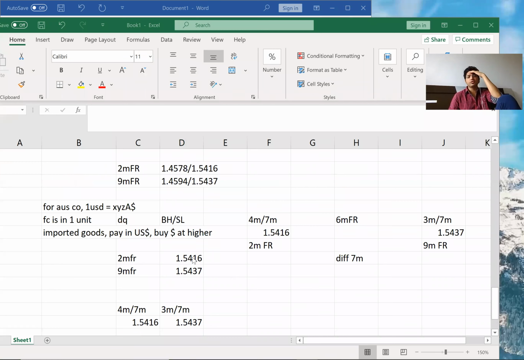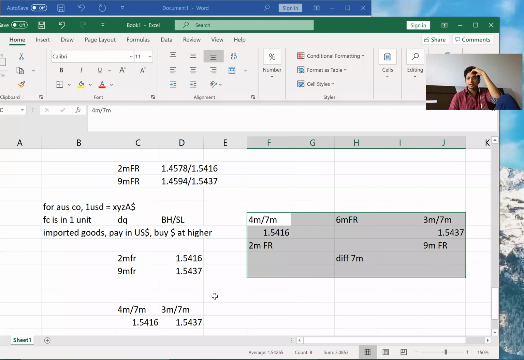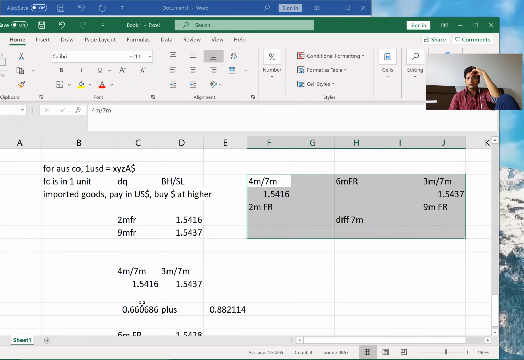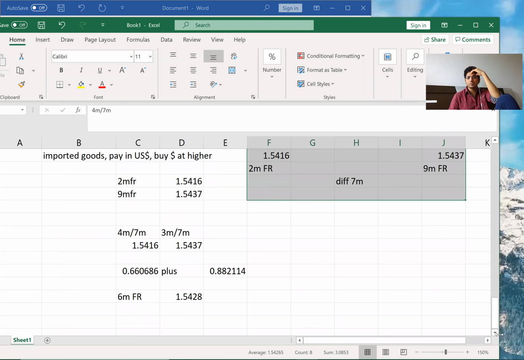Once you have these higher rates, you can draw up a timeline and find out the 6-month rate. That's what we have done: the 6-month forward rate.